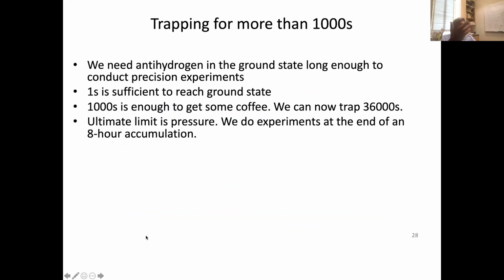Okay, so we need to take antihydrogen. We need to study it. It needs to be around for a while. We actually make it in an excited state. You know, atoms have excited states and then they radiate, they give off light, and they go to their ground state. 1 second is enough for that.